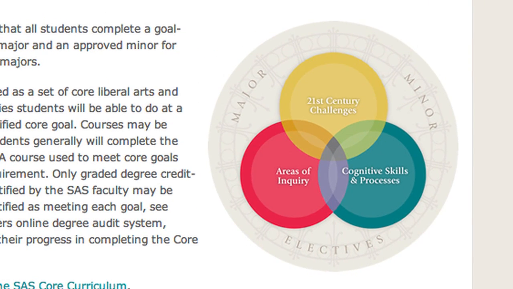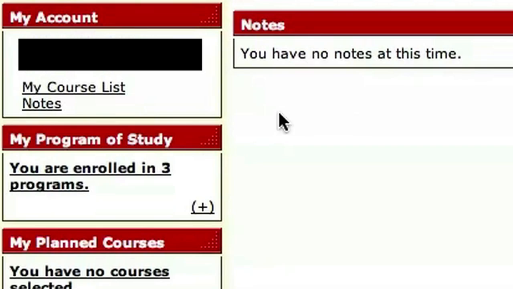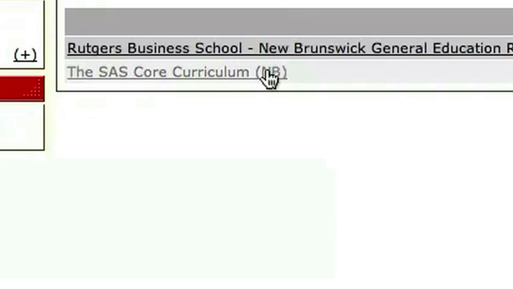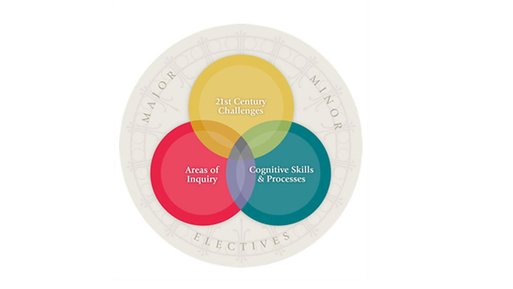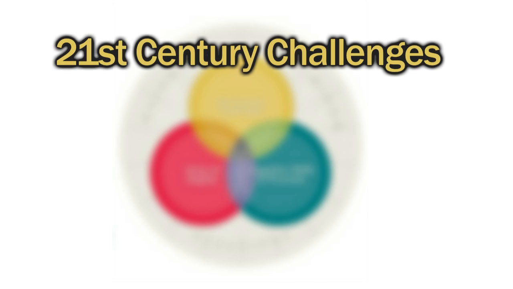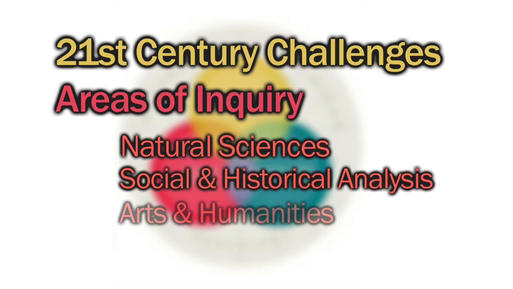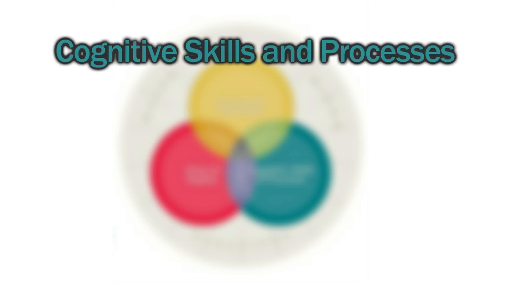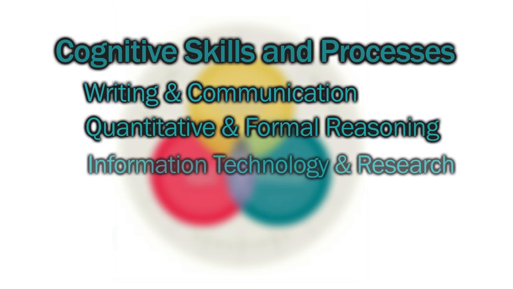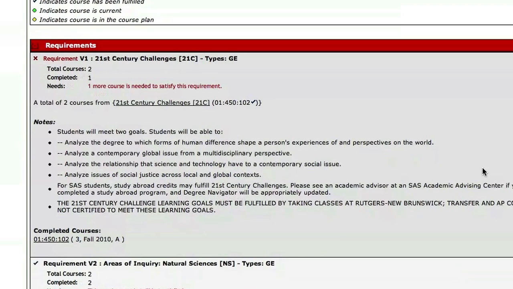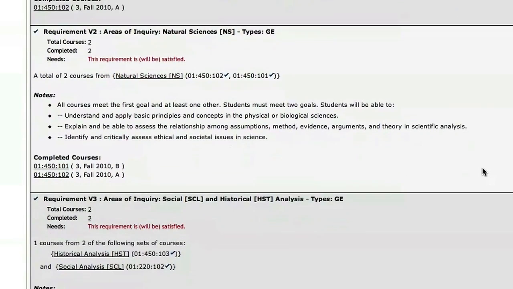You should also review the SAS core curriculum learning goals you'll need to fulfill. Click Programs of Study, then click SAS core curriculum, and you'll be able to see all of the core curriculum learning goals. They are broken down into 7 areas: 21st century challenges, areas of inquiry, which includes natural sciences, social and historical analysis, and arts and humanities, and cognitive skills and processes, which includes writing and communication, quantitative and formal reasoning, and information technology and research. These 7 areas all have unique learning goals that you can explore on Degree Navigator.